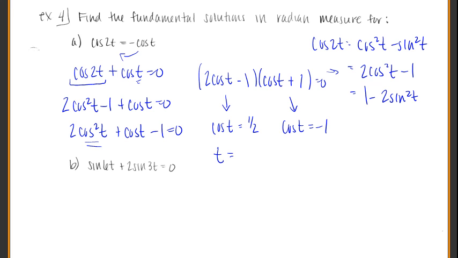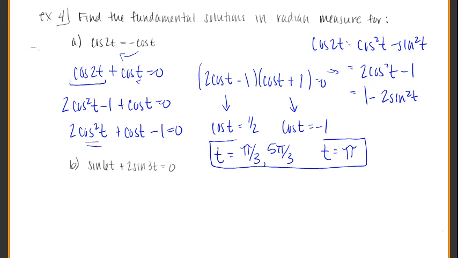Okay, so let's wrap this up. My angles are just t's, so for one rotation, when are my x values going to be a half in radians? Well, the first time will be at pi over 3, that's in quadrant 1. The next time my x value is a half is in quadrant 4, and that should be 5 pi over 3. For this other one, when are my x values equal to negative 1? That's only one time, and that's at pi within that first rotation. So my answers, if you wanted to box it up, are all that.